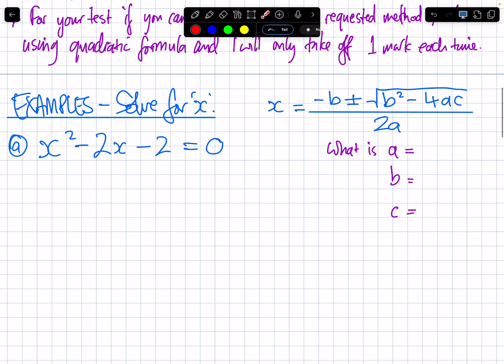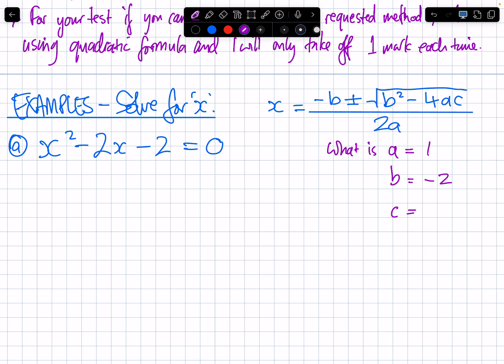Look here. In this equation here, x squared take 2x take 2, what is a? What's the number that's in front of x squared? 1. So I remind myself that a is 1. What is b? What is the number in front of x? -2. What is c? What is the number that's just by itself?